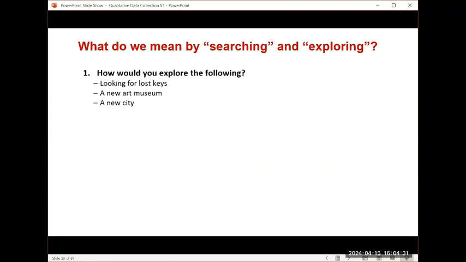Okay. Then think about, what do you do if you go to a new museum you've never been to before? Or you go to a new city? And I'll bet there are different strategies. Okay. Then ask yourself, how do you know if you did a good job exploring this? Well, you know you did a good job of finding your keys if you find them, right? But how do you know you've done a good job of exploring that museum?